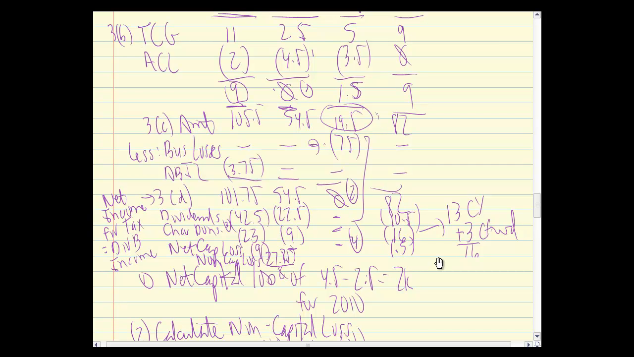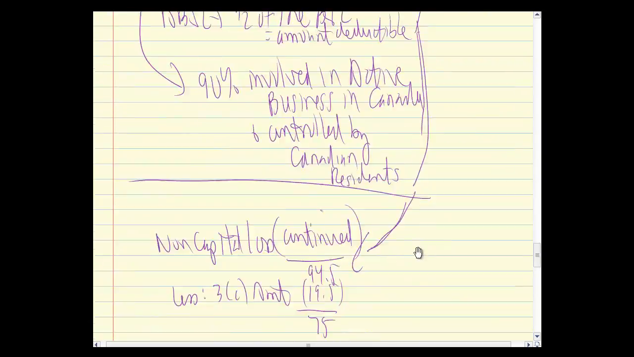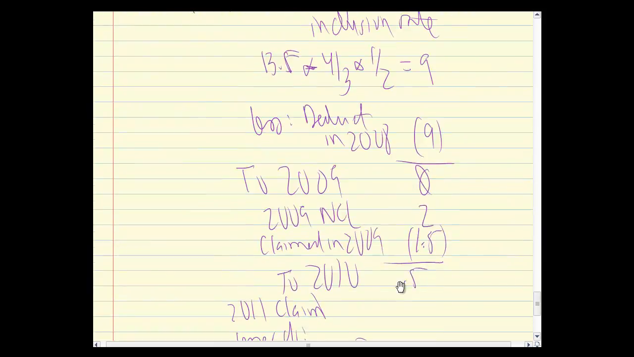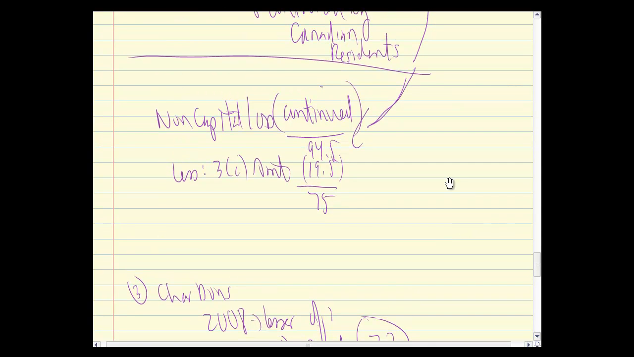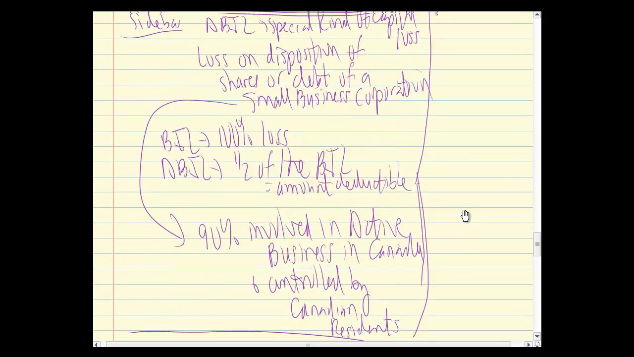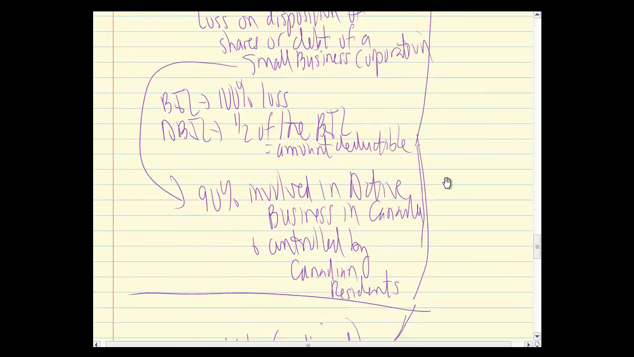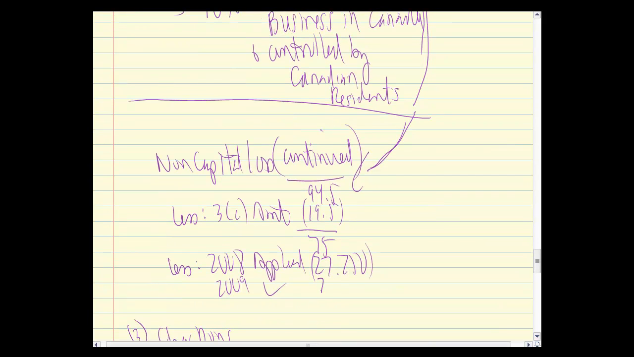So what you're going to go now, I'll try to make that prettier when I'm done here. Don't forget, you're going to go back and do your pool here, and you're going to go less 2008 applied, 27,250, 2009 applied, which is how much? How much? 23,000. 2010, we had a loss. 2011, applied. And you can only take the remaining balance.